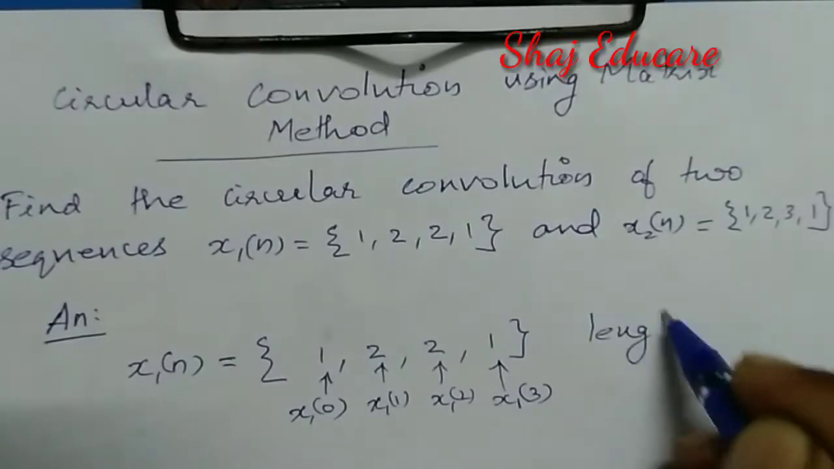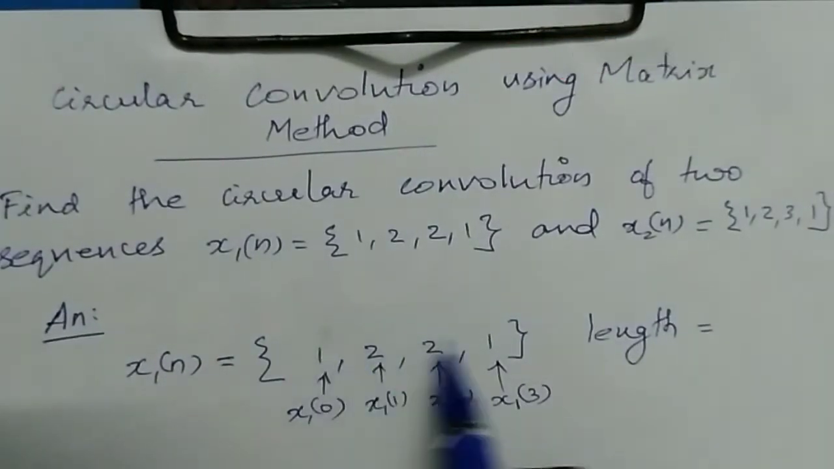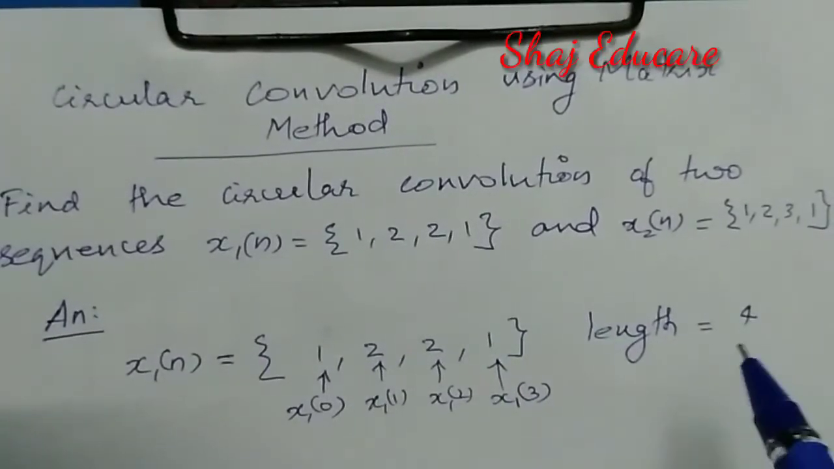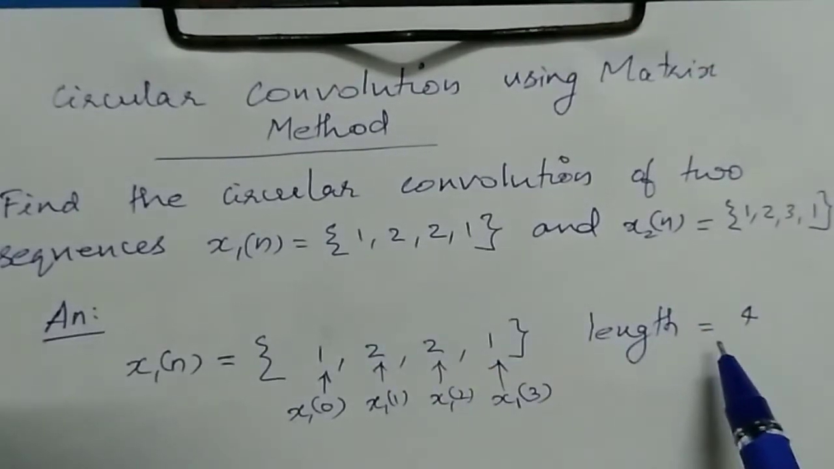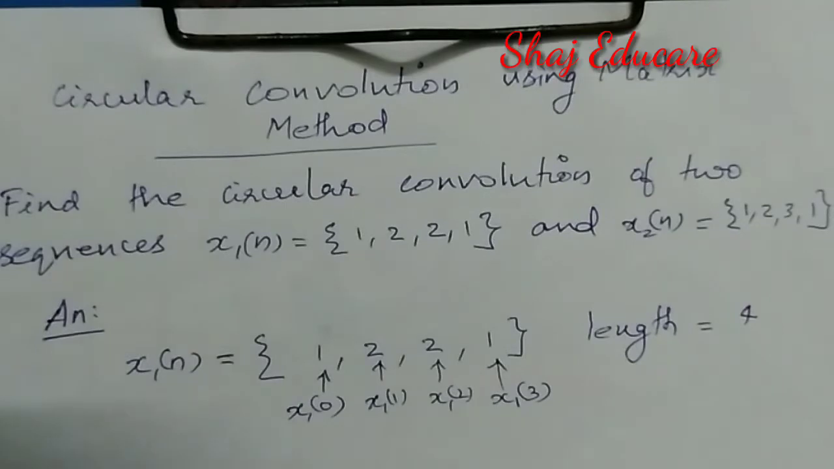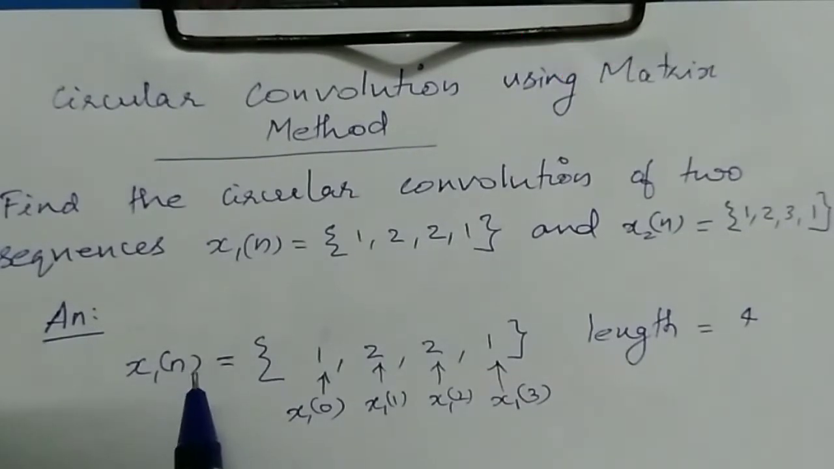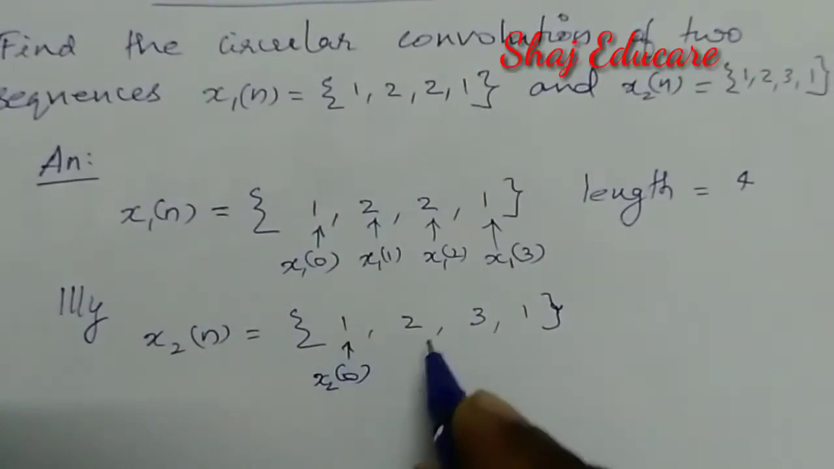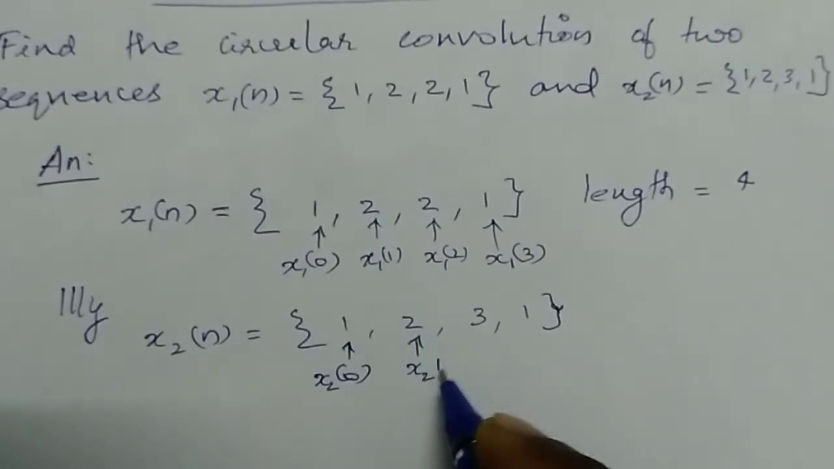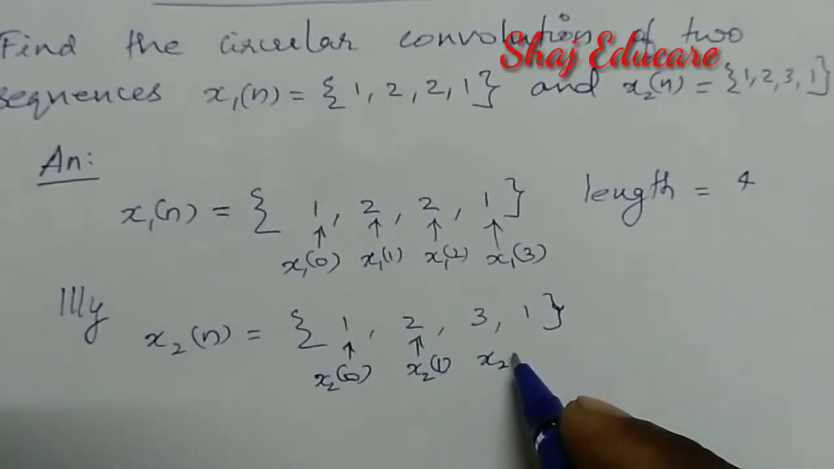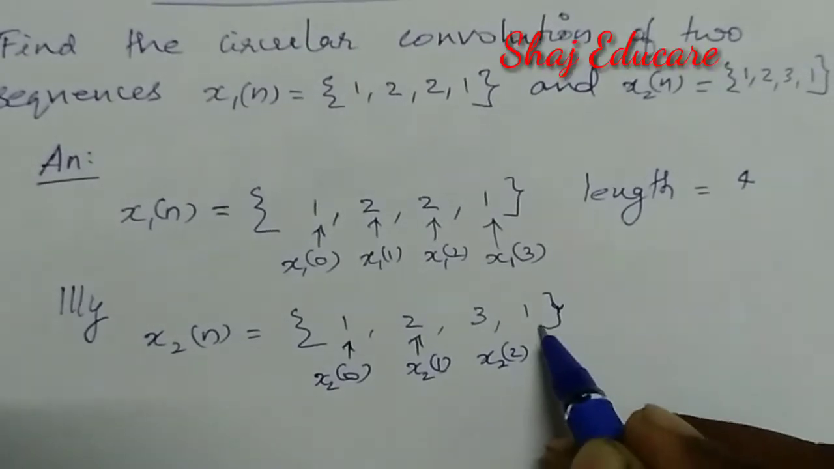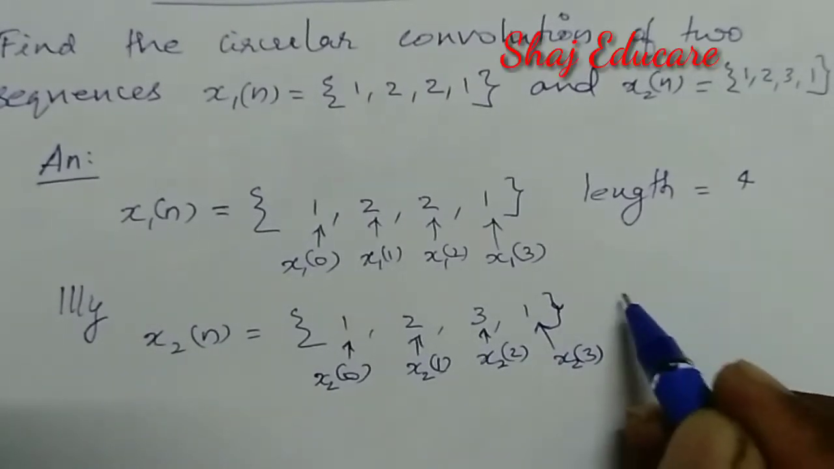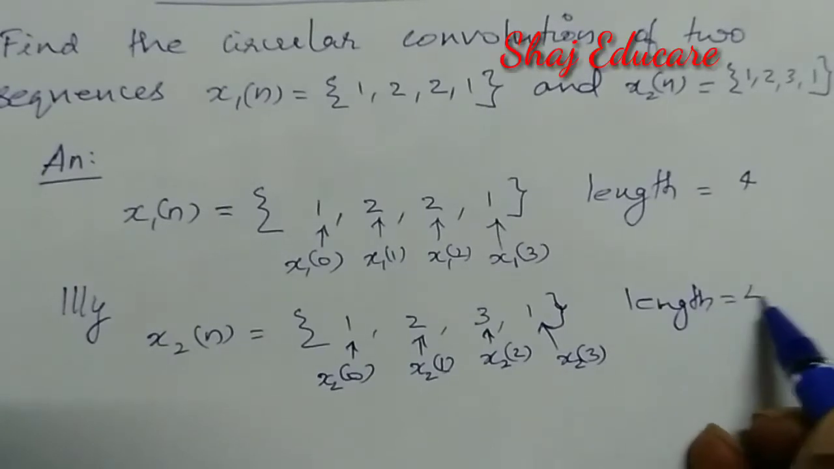What is the length of this signal? Length is equal to the number of elements. The total number of elements in this signal is 4. Therefore, we can say that the length of the sequence is 4. Similarly, we can write the second signal also. This is x2 of 0, this one is x2 of 1, this is x2 of 2, and finally this is x2 of 3. And the length of the sequence is equal to 4 itself.